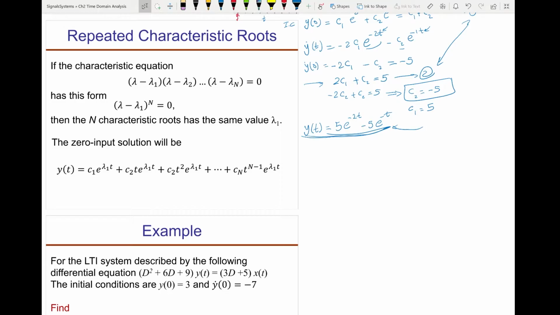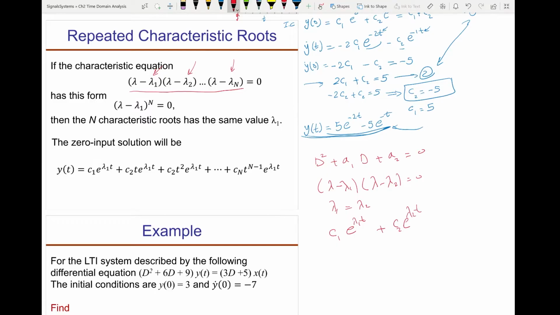Now, what happens if there are repeated characteristic roots? So when you get the characteristic equation, you factor it out, and you find that lambda 1 equals lambda 2 equals lambda n. So if it was a second order and you factored it out, and you find lambda 1 equals lambda 2, now what's the solution? C1 e to the lambda 1 t plus C2 e to the lambda 2 t. Is that the solution? Well, even if you use the characteristic equation and you find C1, C2, it will end up just e to the lambda t if lambda 1 equals lambda 2. But that's not a complete solution.